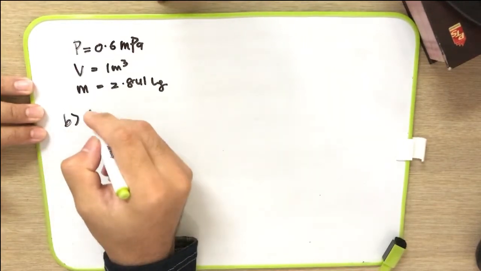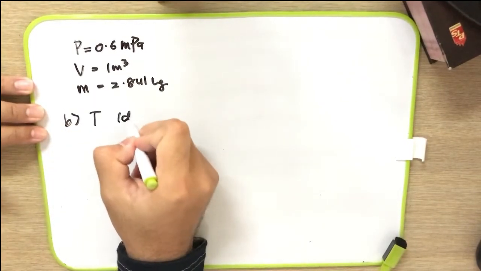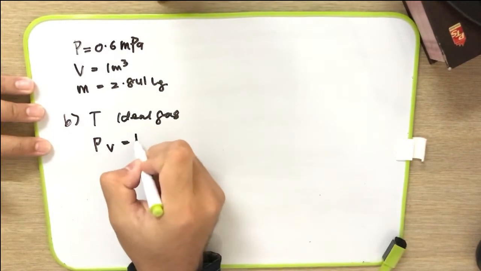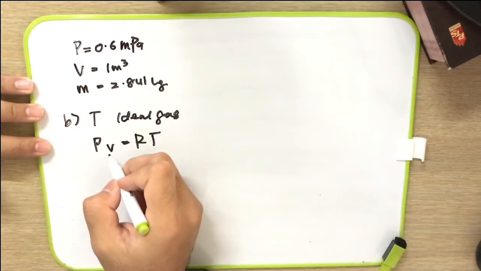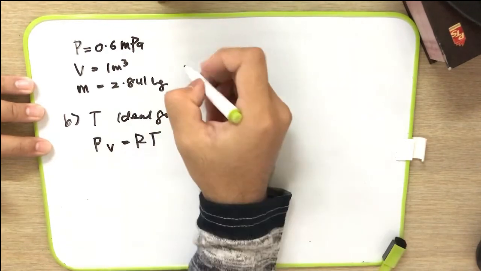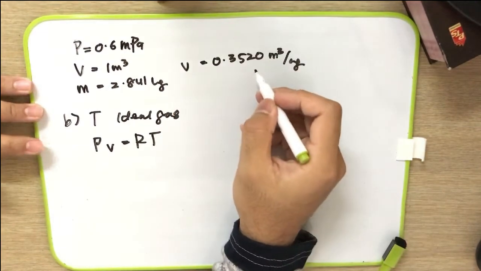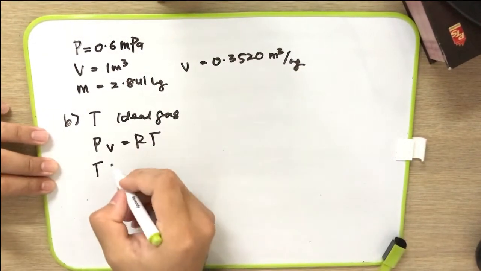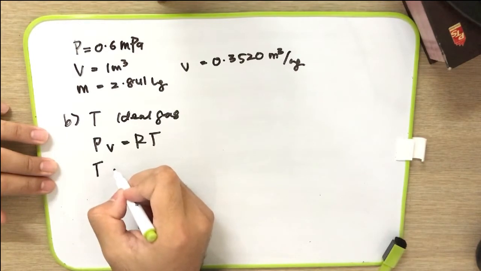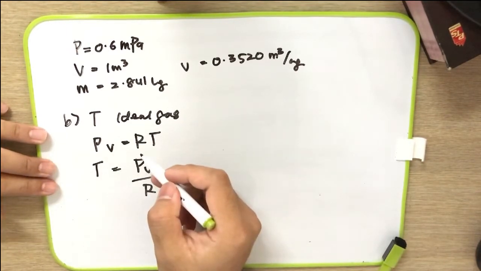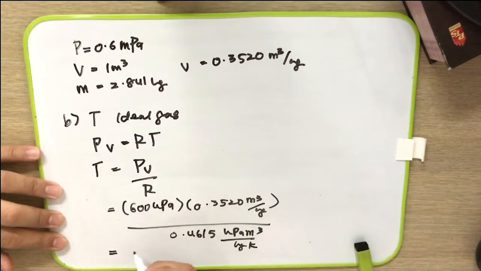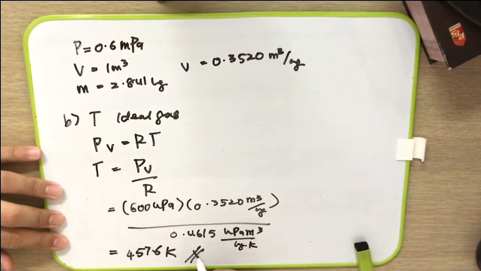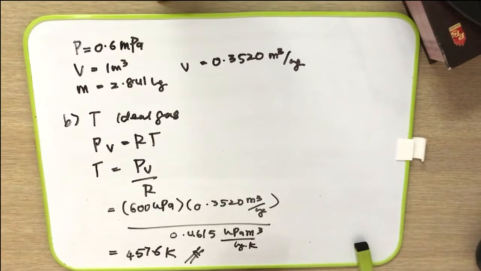B, we need to find the temperature by using ideal gas equation. PV is equal to RT. This V is specific volume, and the specific volume we have found just now, which is 0.3520 meter cube per kg. So we just substitute in to find the temperature. We rearrange the ideal gas equation, PV over R. R we get from table A1, the gas constant for water. So we substitute, then we solve it, it will become 457.6 Kelvin. So this is how we find from the ideal gas equation.